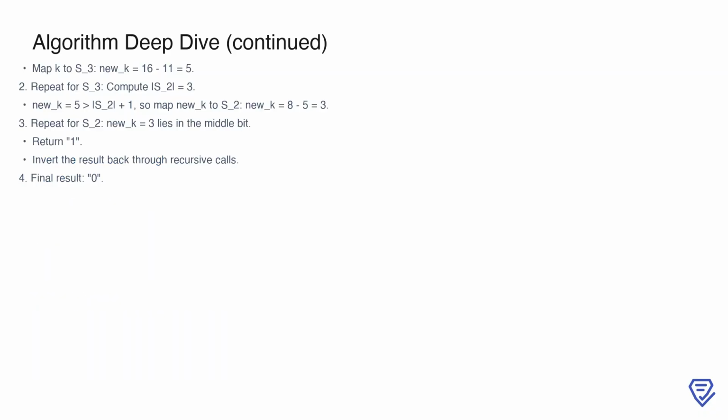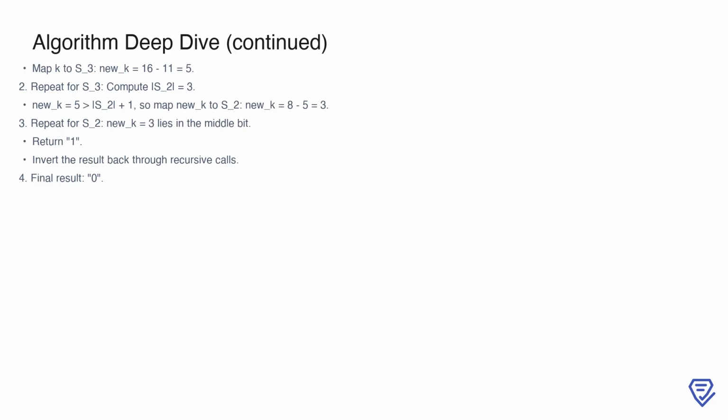In the example, we are tasked with finding the 11th bit in S_4. First, we calculate the length of S_3, which is 7. Since k equals 11 is greater than the length of S_3 plus 1, the bit lies in the right segment. Mapping k to S_3 gives new_k = 16 - 11, which is equal to 5. Repeating this process for S_3, we find that new_k equals 5 lies in the right segment again, so we map it to S_2 with new_k = 8 - 5, which is equal to 3.